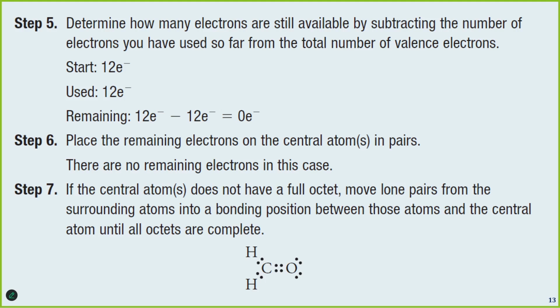So until this step, we have used all of the 12 electrons, so there are 0 remaining electrons, right? Because there are no remaining electrons in this case, we can skip step 6. Otherwise, you need to place the remaining electrons on the central item in pairs. And in step 7, if the central item does not have a full octet, we can move lone pairs from the surrounding items into a bonding position between these items and the central item until all octets are complete.